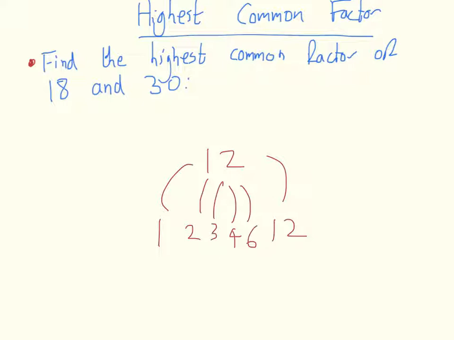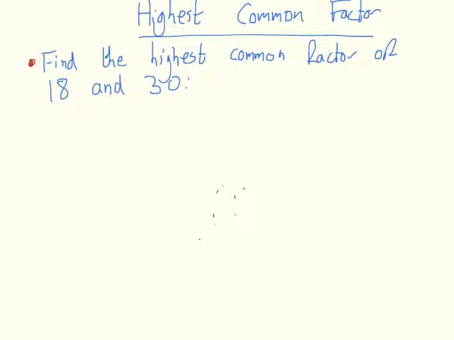So they're all the factors of 12, which you should have understood from one of the earlier videos on factors and multiples. But what we're asked to do is to find the highest common factor that appears in two numbers. Now we don't bother finding the lowest common factor because the lowest common factor of two numbers is always going to be 1, because 1 is a factor of every number. But we're going to be asked here to find the highest common factor of 18 and 30.